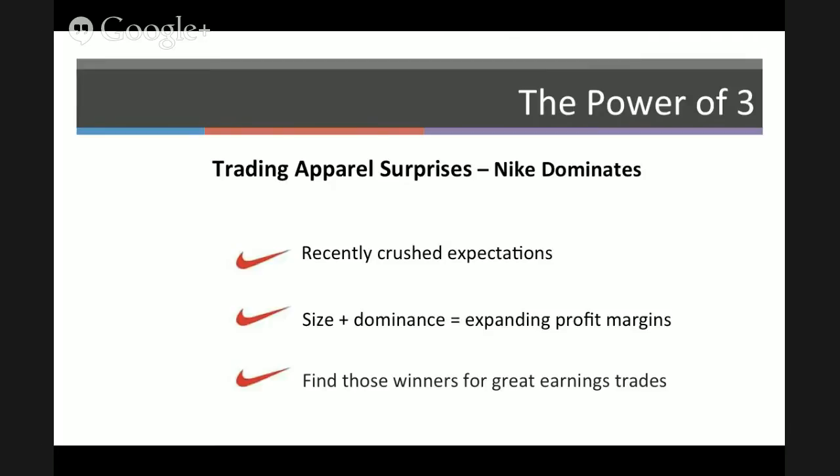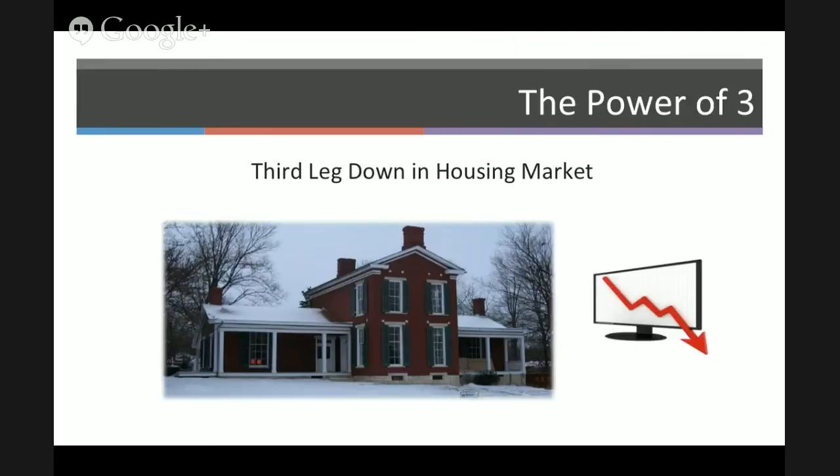Nike is a dominant player with expanding profit margins, especially in their shoes. The stock jumped 10% the day after their earnings were released. That tells you that the speculation had it wrong. And the last of our sectors to watch, and we'll talk a little bit more about the retail sector because it is a fickle sector, so to speak, but the last one is the third leg down that's taken place in the housing market. Yeah, I think this is a pretty easy trade to make.